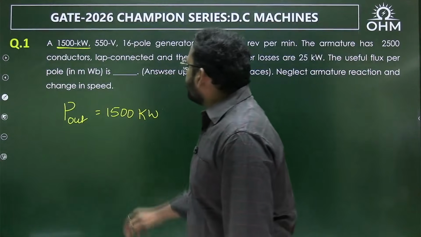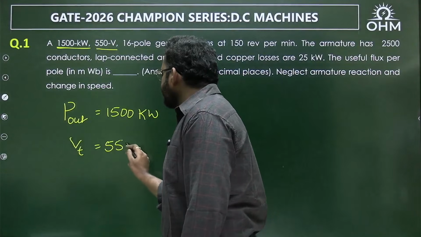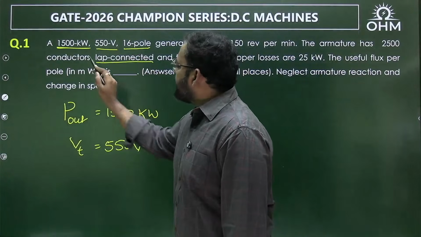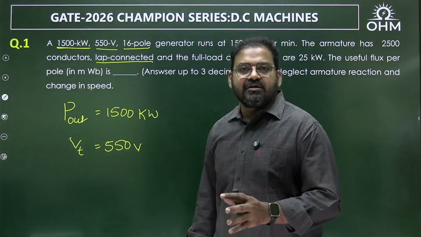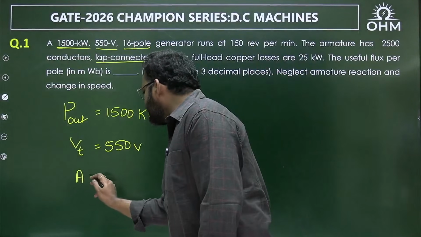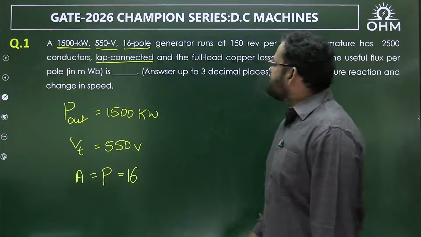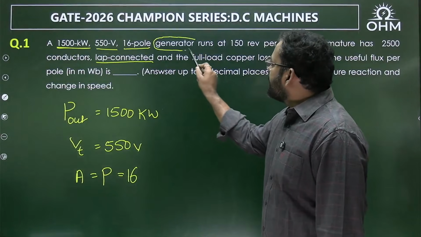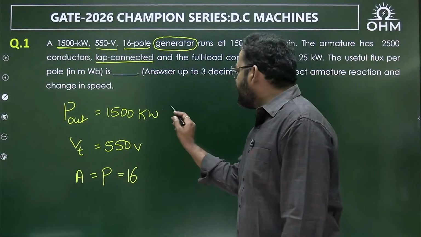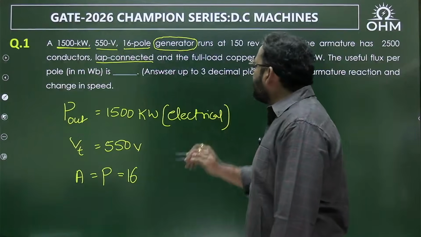The terminal voltage of the machine was 550 volt. The number of poles is 16, and the machine is lap connected. We know when the machine is lap connected, the number of parallel paths is equal to the number of poles, so A is equal to P, and the number of poles was 16. That means the number of parallel paths is also 16. As it is a generator, this output power will be electrical power.